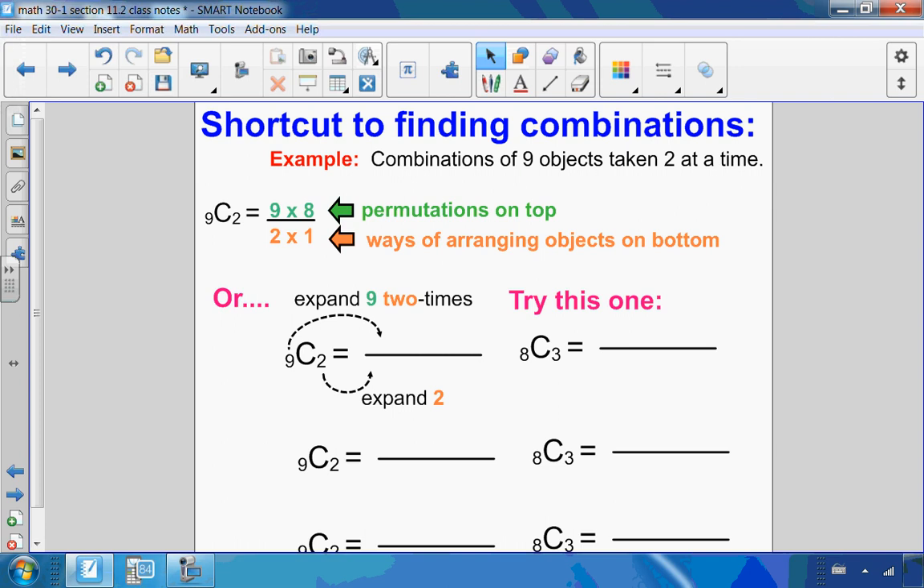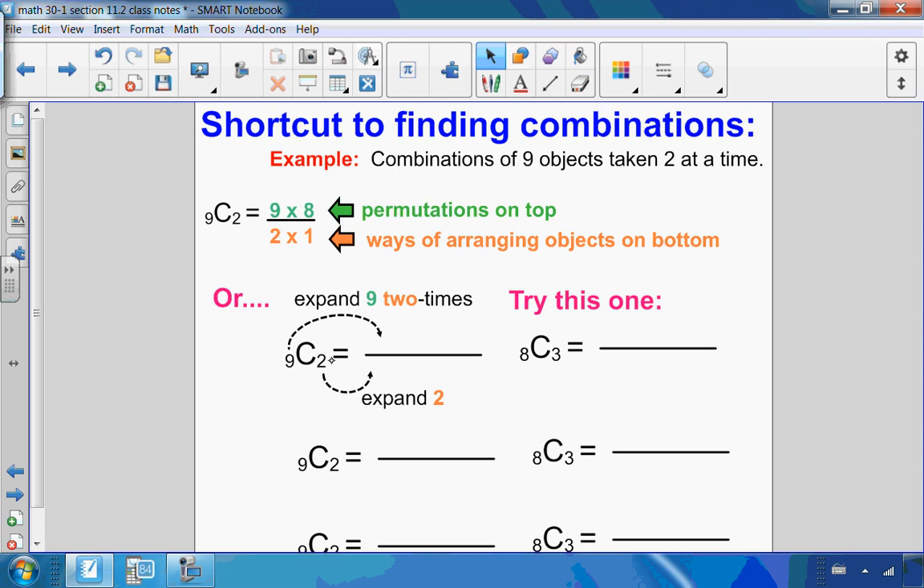So if I wanted to know, for example, the combination of 9 objects taken 2 at a time, I first look at the permutations, the ways of selecting 2 objects. So 9 choices for the first one, 2 choices for the second. But since it doesn't matter the order that I choose the objects, I look at the ways of arranging the ones on the bottom, 2 times 1. So 9C2, let's expand that.